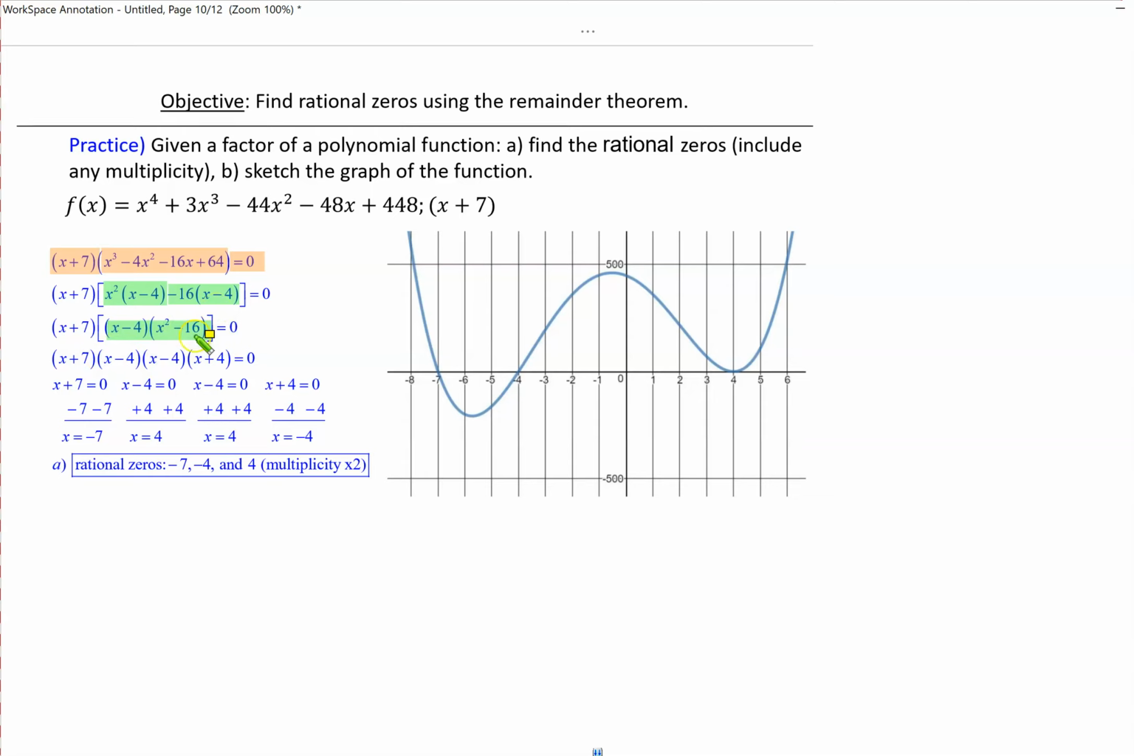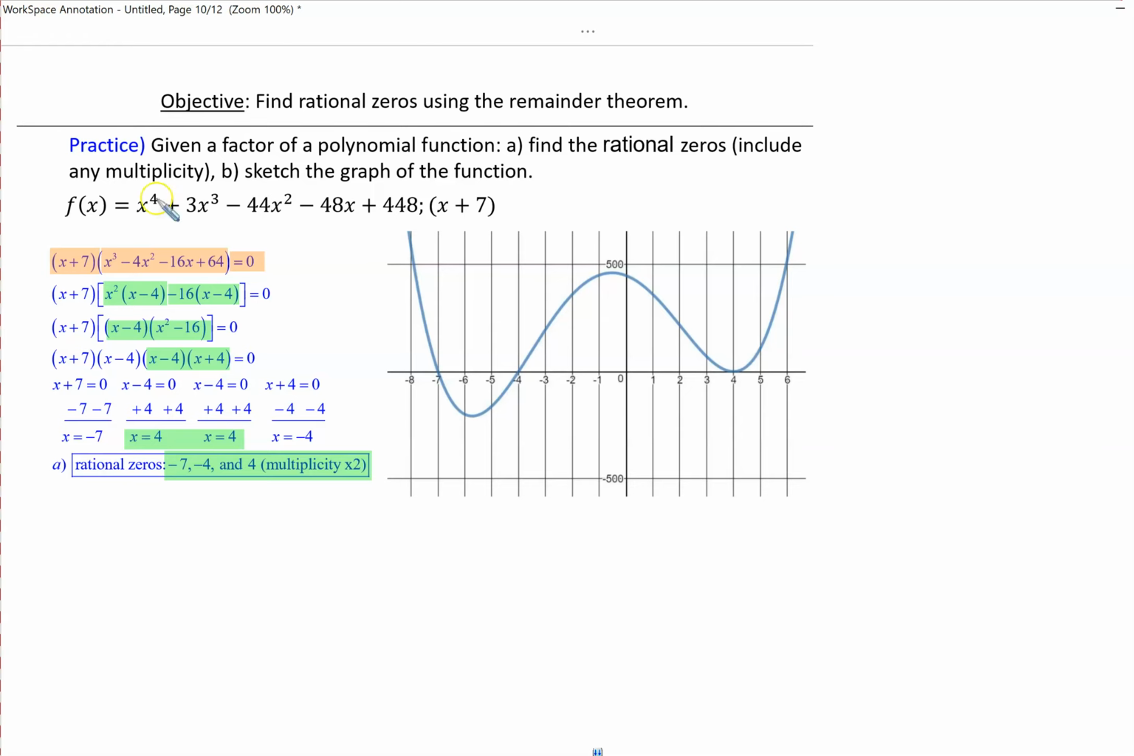So again, you could factor it further, or you could use your square root property on that. Here it's factored further. And then we get these zeros, and 4 does show up twice, so that we do have some multiplicity. Here it's shown with the other notation, but you could just write 4, 4. That would be fine too.